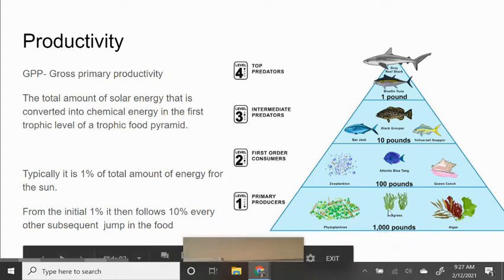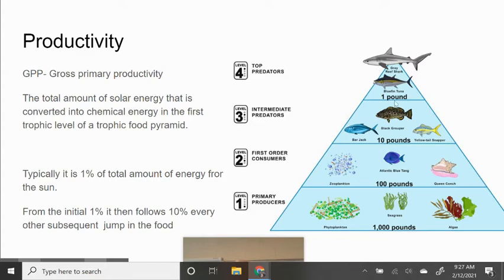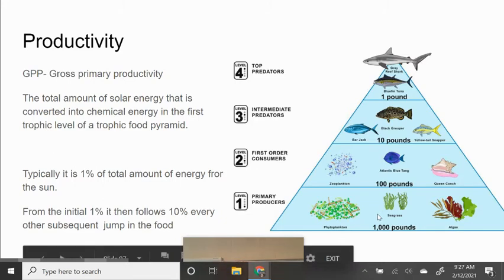So let's just say the first trophic level has 1,000 pounds. Okay. Now, for the next energy level, all we have to do is move the decimal over one to the left. And when that happens, now we're only at 100 pounds. We do that again to the next trophic level. We have 10 pounds. We do that again to the next trophic level. We only have 1 pound. So we're losing 90% of that energy. 90% of that energy is lost.